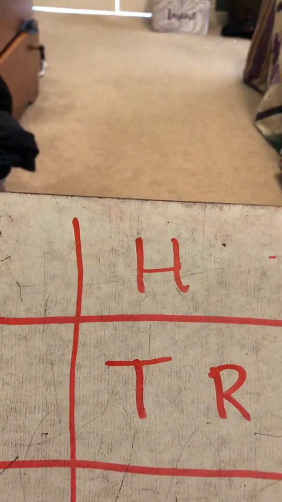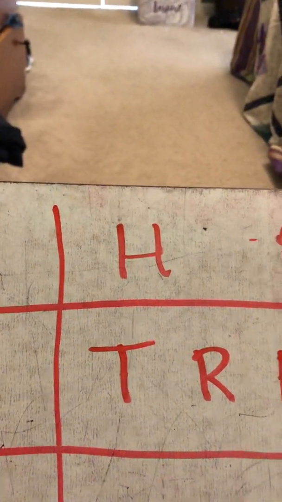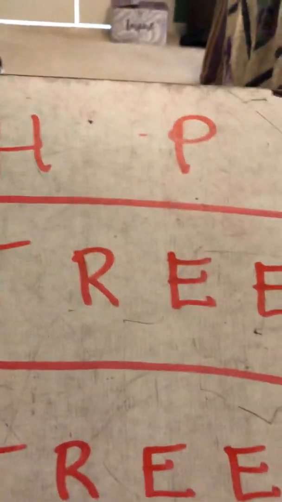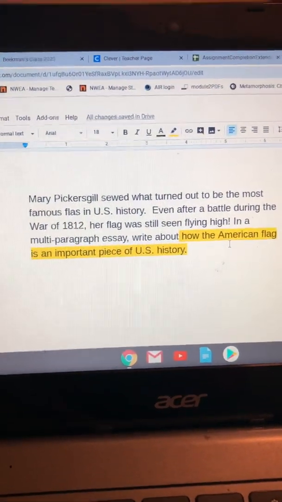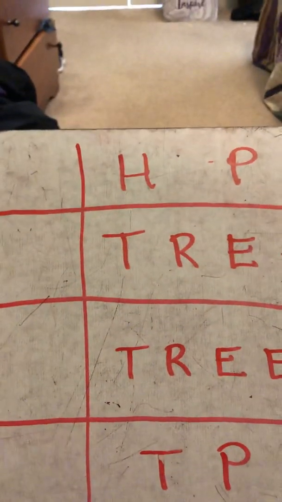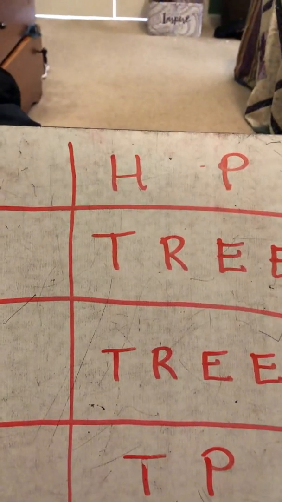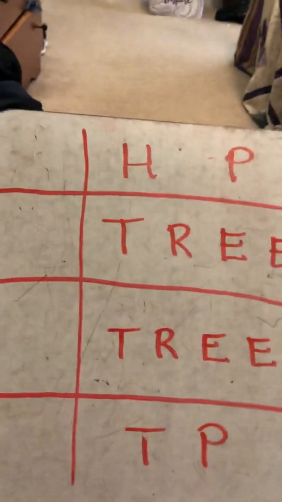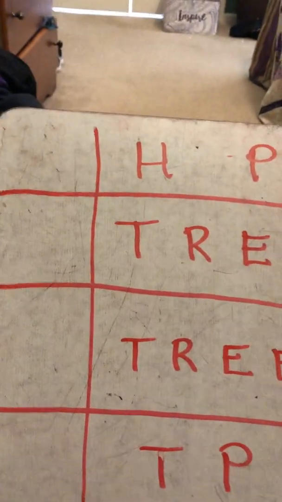So H for hook, P for prompt. Okay, the hook is just something that is supposed to pull the reader in. So for the Star Spangled Banner, for this prompt here, how the American flag is an important part of U.S. history, the hook could be something like, have you ever seen the American flag? Or did you know where the American flag came from? Just something that is a question. It's usually a question that's just meant to kind of make the reader interested.